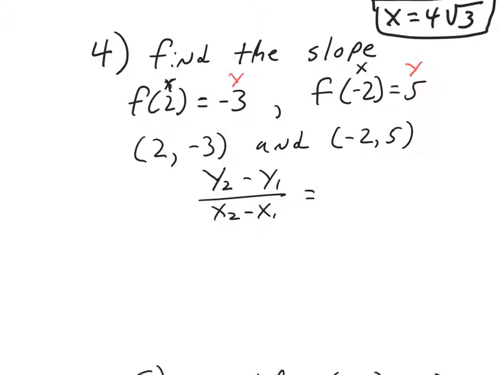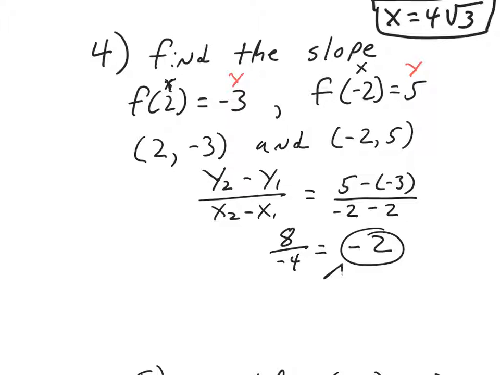So y2 is 5, y1 is -3, and then we have x2, which is -2, and x1, which is 2. And we will get 5 minus the -3 is the same as 5 plus 3, so it's 8. And -2 minus 2 is -4. 8 over -4, so the slope is going to be -2. So that is the slope.